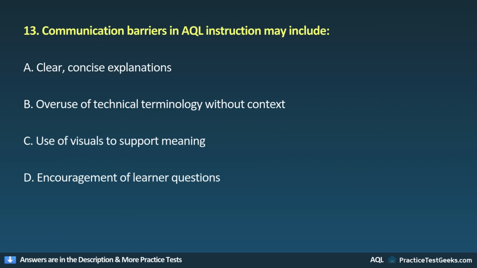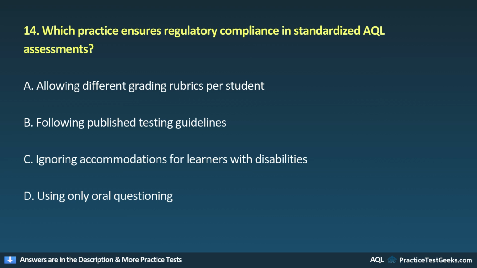13. Communication barriers in AQL instruction may include: A. Clear, concise explanations. B. Overuse of technical terminology without context. C. Use of visuals to support meaning. D. Encouragement of learner questions.